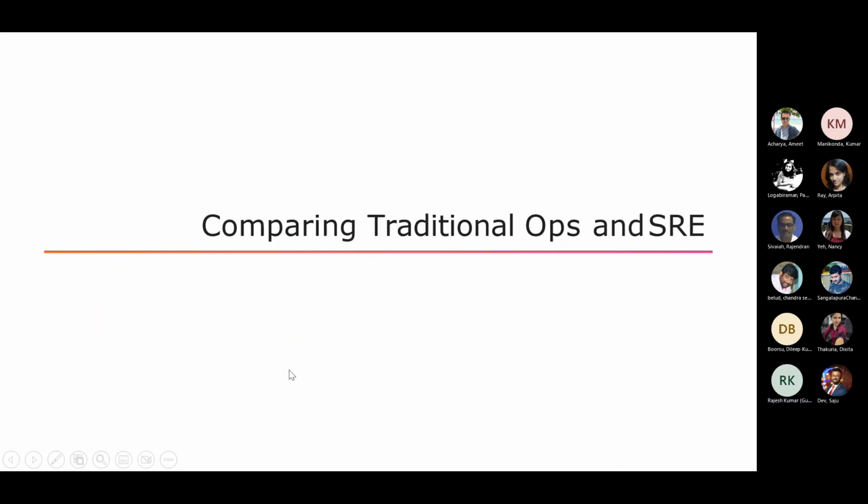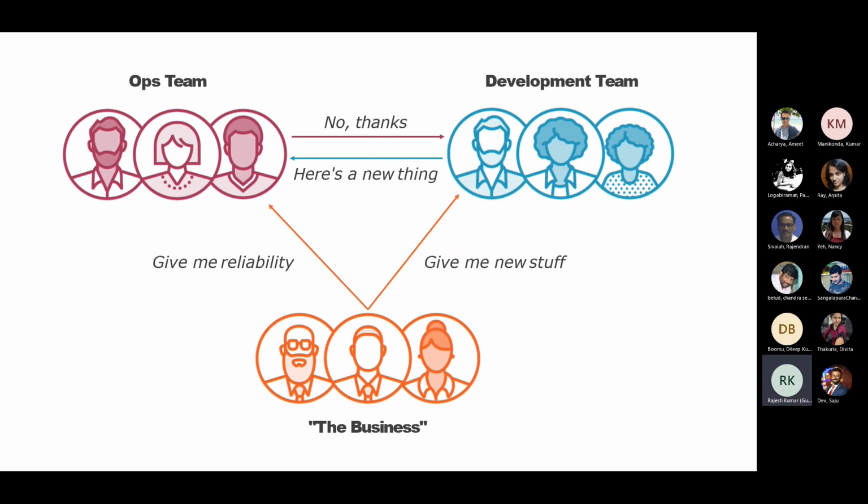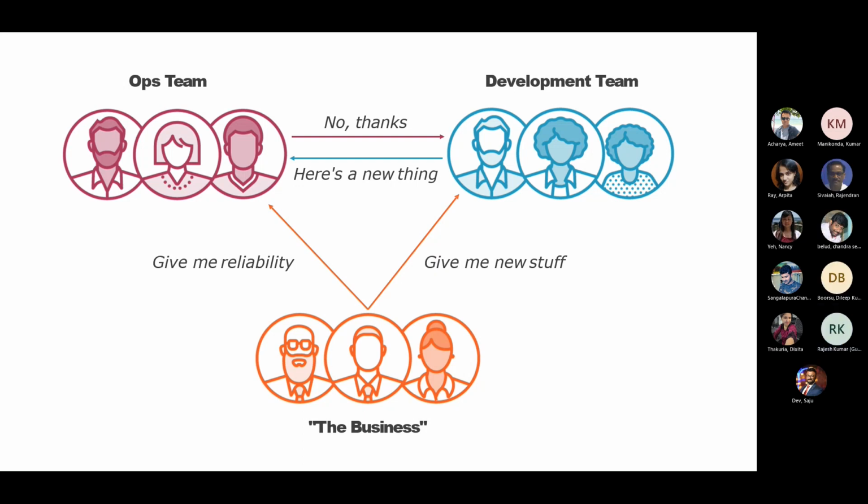So how do we compare the traditional ops into SRE? So see here, very simple image, easy to explain, in fact. Earlier, what used to happen, the ops team used to directly report to the business leadership, and the development team also used to do the same thing. But there was a huge gap between the ops team and the development team. So the development team says, hey, I want this feature to be introduced. And the ops team says, hey, no, thanks.